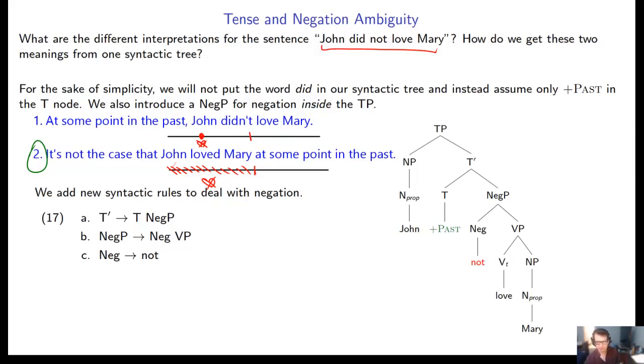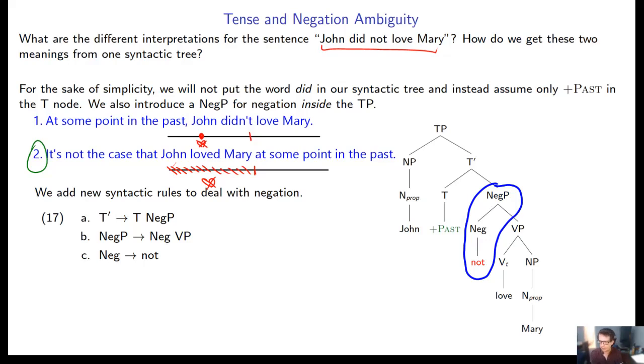So here's how we can do it. And here's how you would do this in syntax. So you would take the T bar node and the VP node, and you would introduce what's called a negation phrase in between the two. So after tense is introduced, but before the verb, you can introduce not. So John not love Mary.